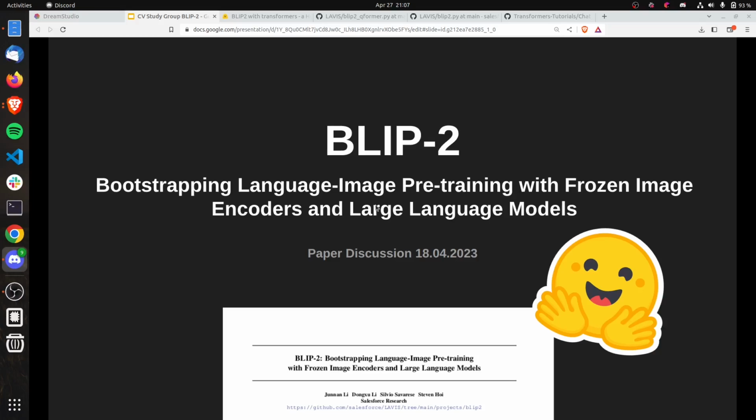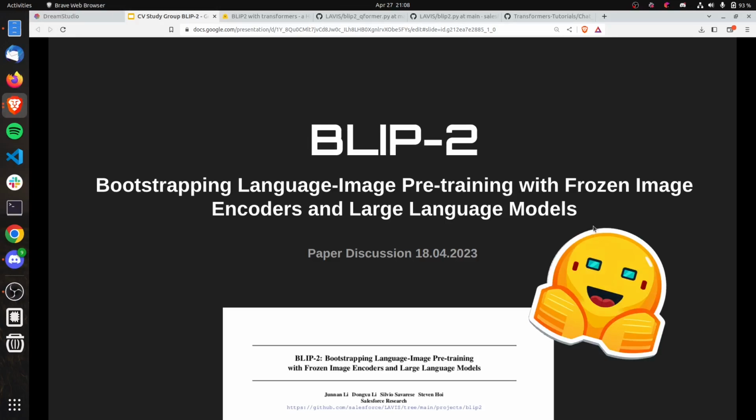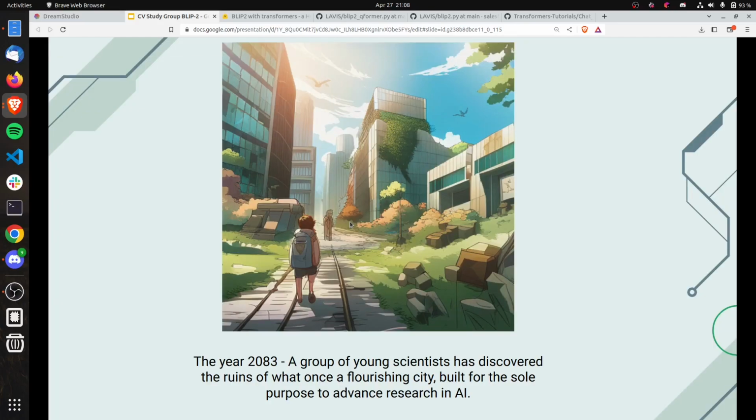So before I start talking about the paper in detail, I always like to do a little intro. It's a little story that is somewhat related to the paper, and I always like to do it with a theme. Today's theme is futuristic post-apocalyptic thingy. So bear with me for a bit. I will tell you a little story.